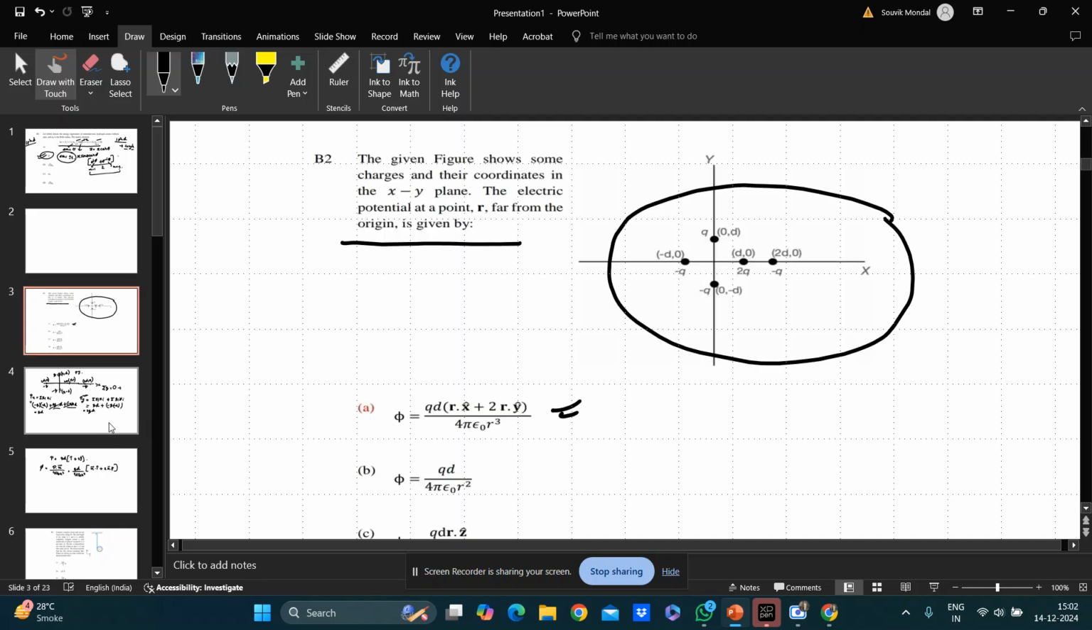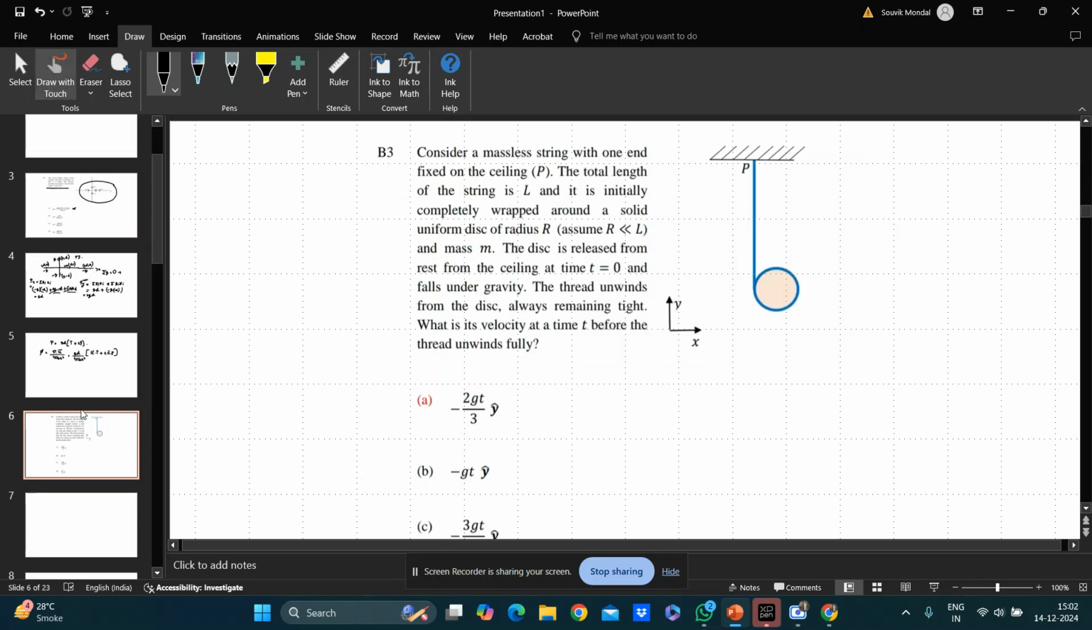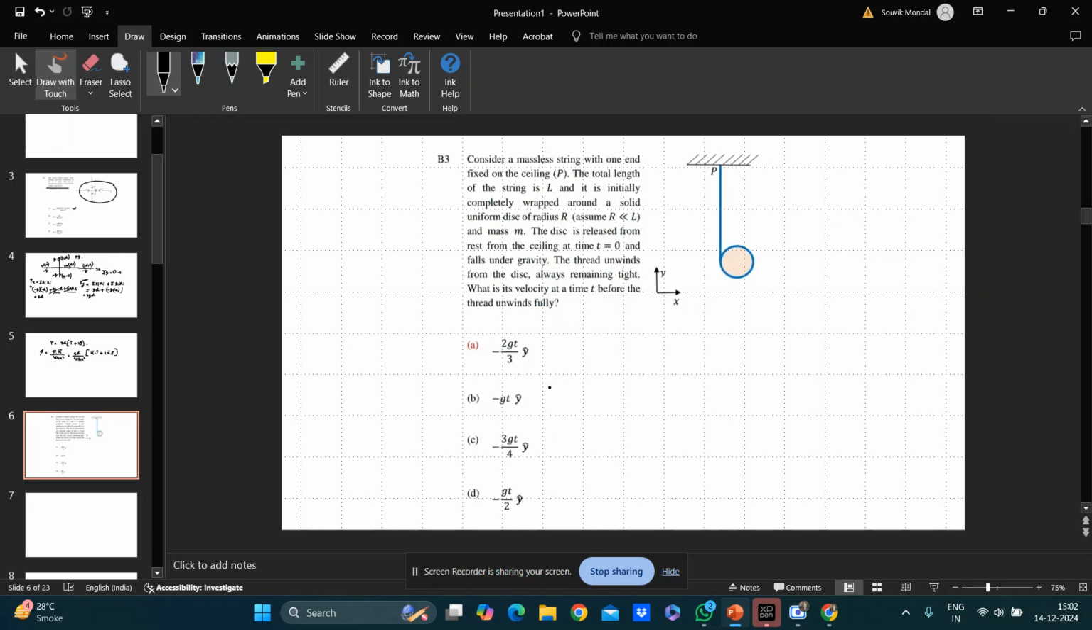Okay. Now let's look at the third problem. Third problem is also an easy problem. Okay, so it's a problem from rotational mechanics. The problem is pretty straightforward. Here is a disk. You can pause the video and read the question for a minute. Okay, and give it a try by yourself.